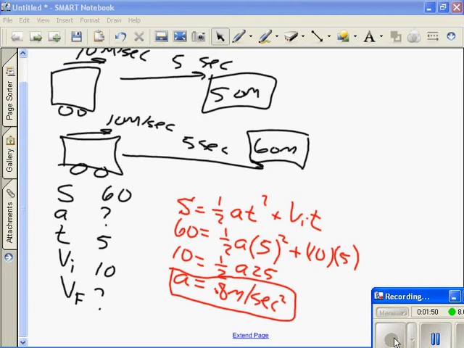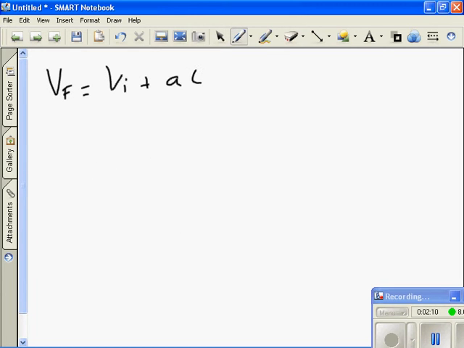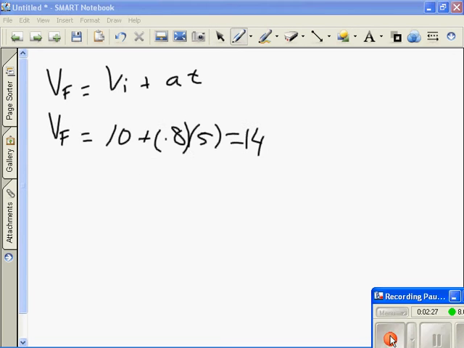If I accelerated at 0.8 meters per second squared for 5 seconds, I sped up by 4. I was already going 10, so I must end up at 14. Or VF is equal to VI plus AT. I guess you could say VF minus VI is equal to AT, so VF minus VI over T is equal to A. Actually, I know A, don't I? So let's not do it that way. We can just go straight and say it's 14.